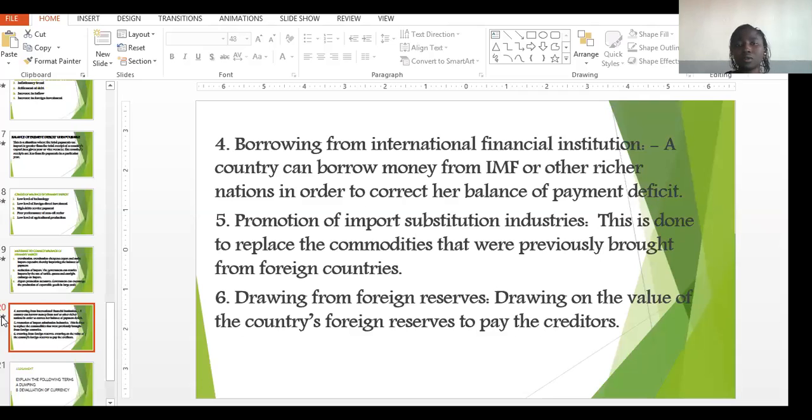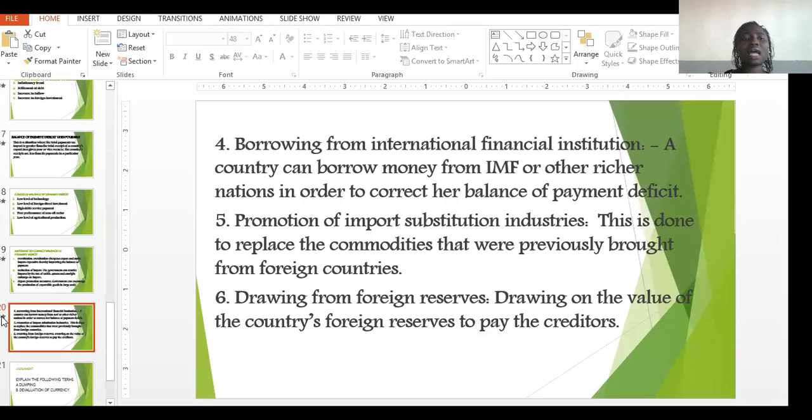Another way is promotion of import substitution industries. This is done to replace commodities that were previously brought from foreign countries. Import substitution is saying, this thing that we used to import, let's set up factories that can make them, that can give us the same taste. So if, for instance, you have made in Nigeria to be 5,000 naira, and you have made in China to be 30,000 naira, and you discover that it's going to serve the same purpose, I bet you will go for that one. And if you say no, it's not good, the difference is much, if you try it once and you discover that it gives you the same satisfaction the one of 30,000 naira will give you, the next time you will go for the 5,000 naira one that is made at home. So if we can have import substitution, then this deficit will be corrected.